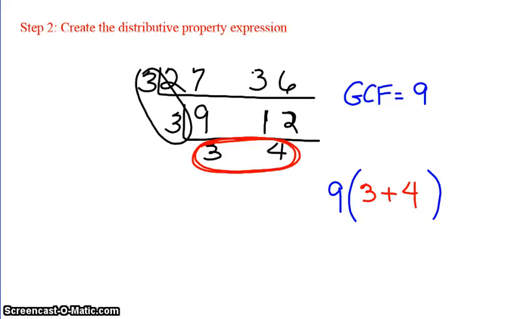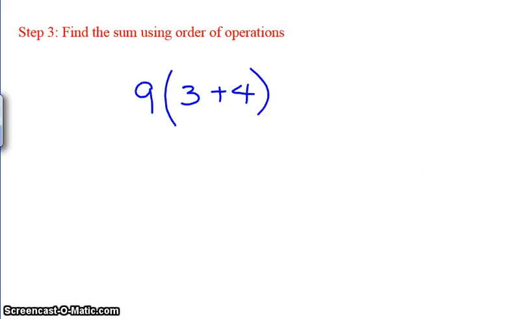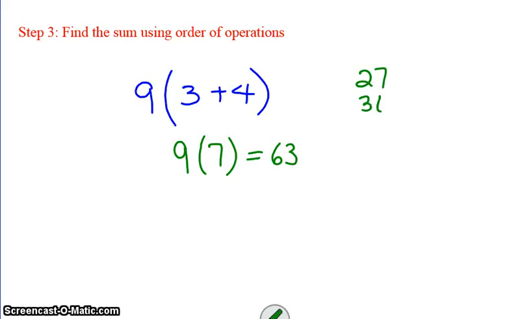We are now ready to find the sum using the order of operations. We will begin with what's inside the grouping symbols. Inside we have 3 plus 4, which is 7. And that's being multiplied by 9, and 9 times 7 is 63. We can go back and check our answer by just adding 27 and 36. And we find that that is the answer that we get.